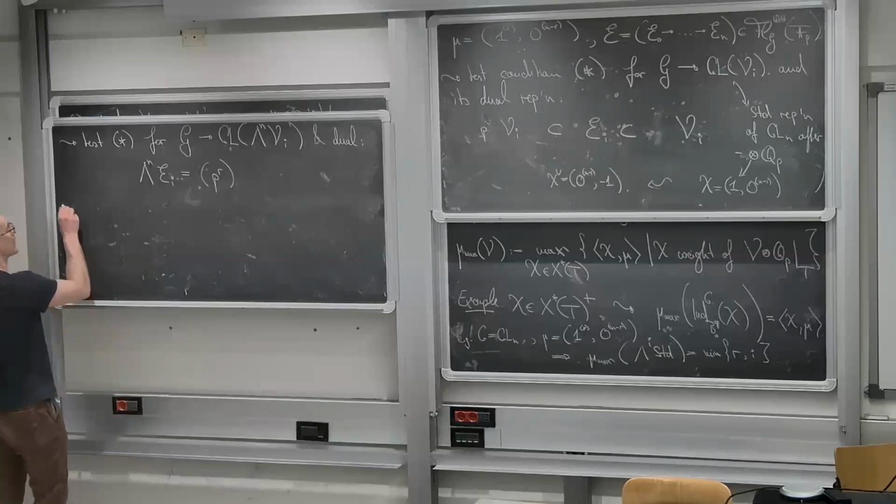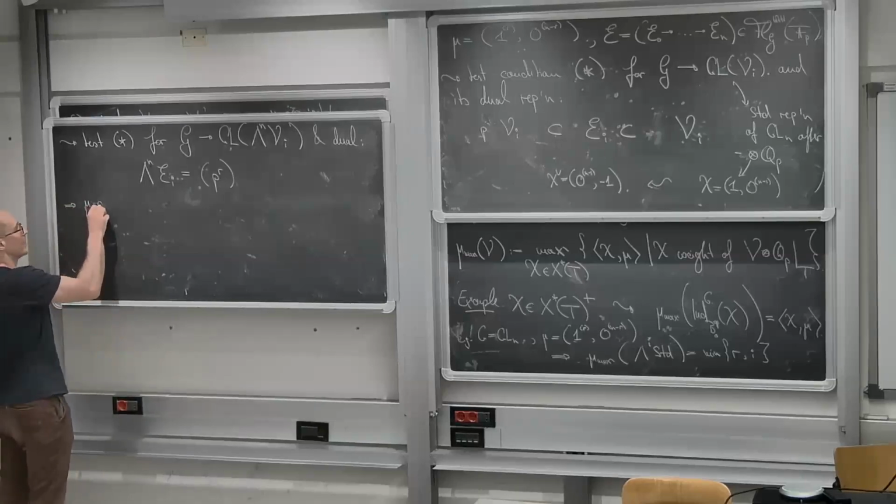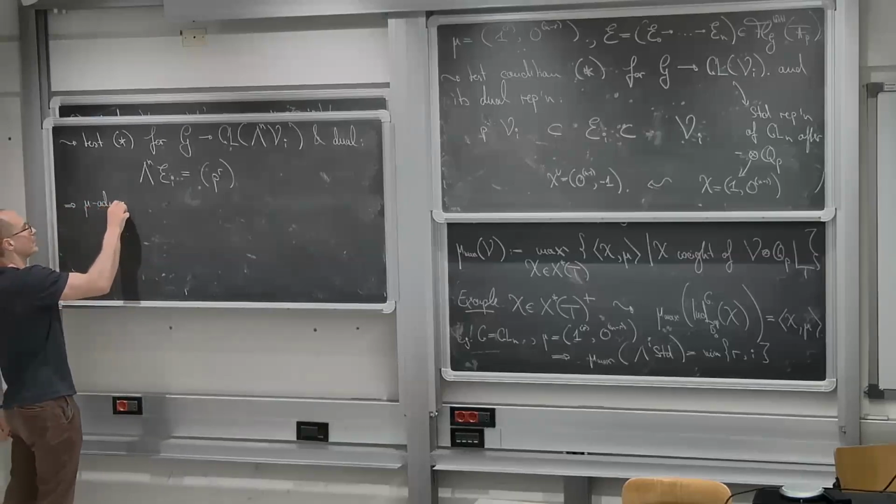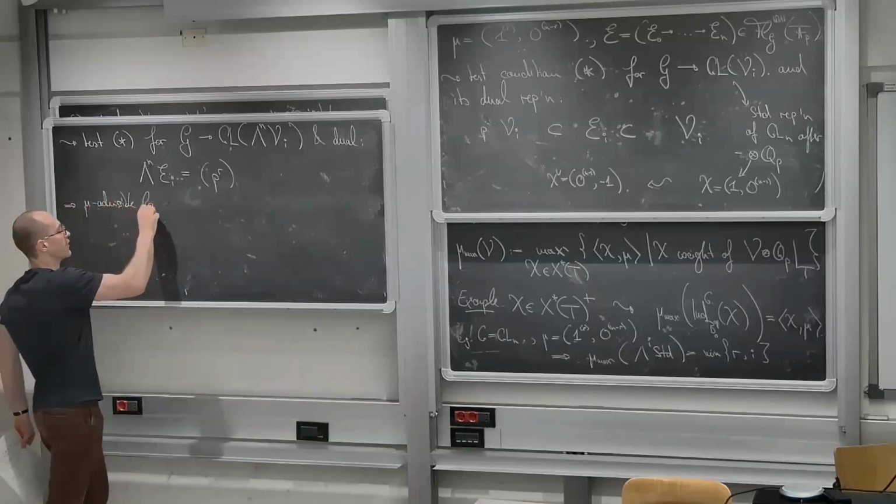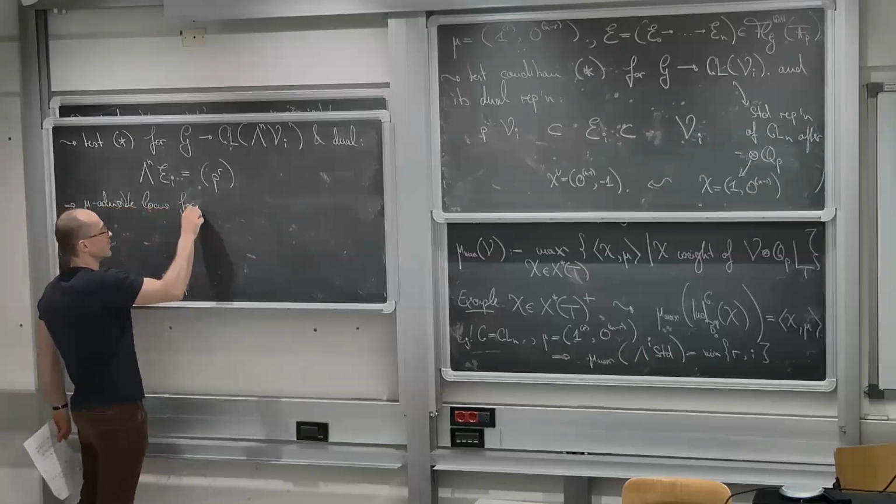And this is you get a new admissible locus for GLN.